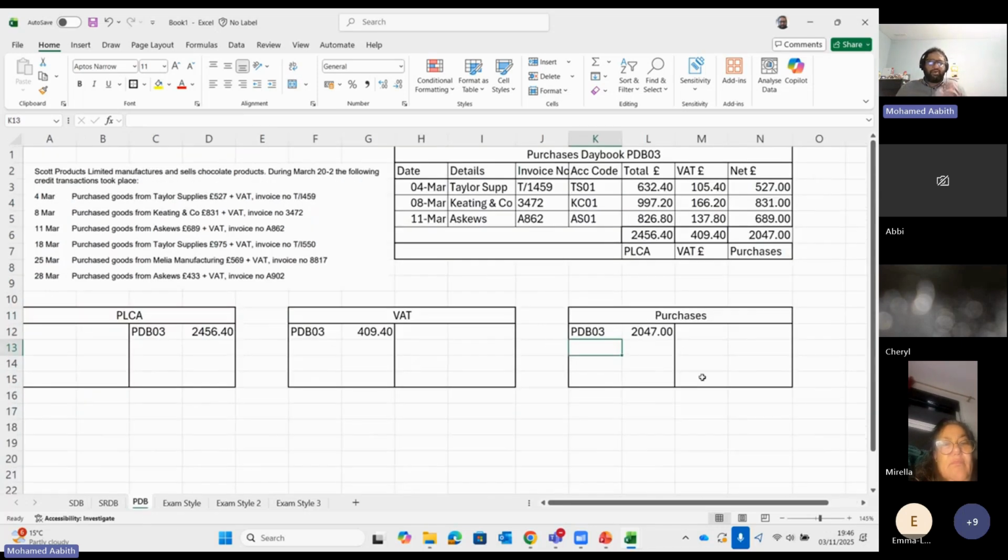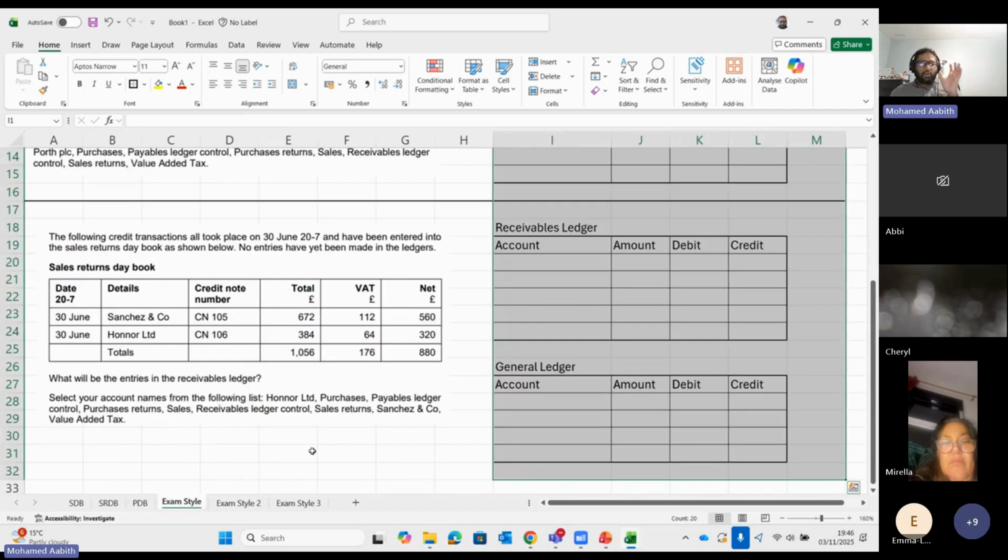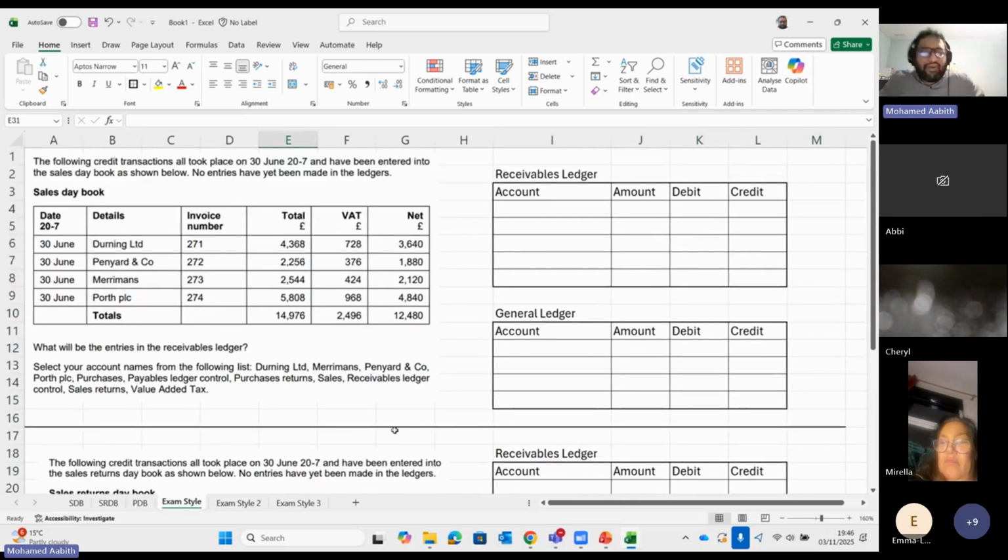So here, this is the purchase daybook, and it's been entered clearly in the system. Now we're going to look into the exam style questions. For this type of exam question, these are the ones you're going to normally see. You will be given this daybook already completed. They'll ask you to enter them into a box. There is information there, and sometimes there will be less information, but they will give you this. They're asking what will be the entries in the receivable ledger. So they're giving you a receivable ledger here, and they're giving you all the accounts.